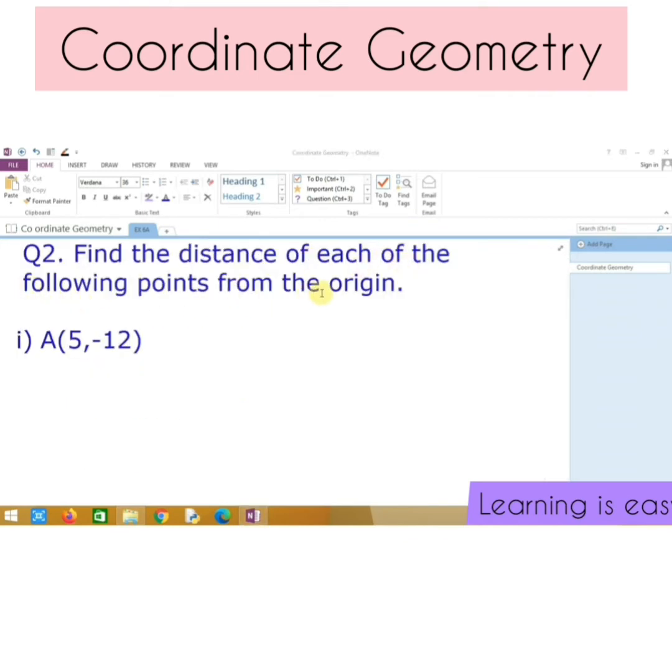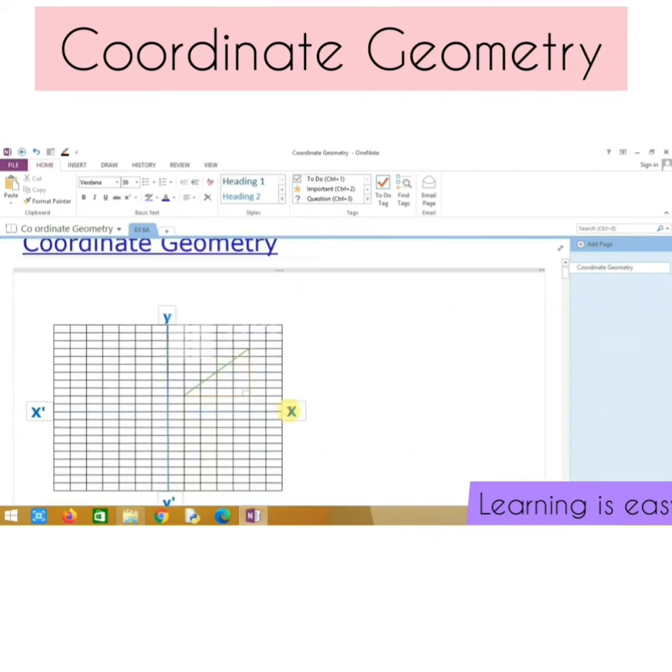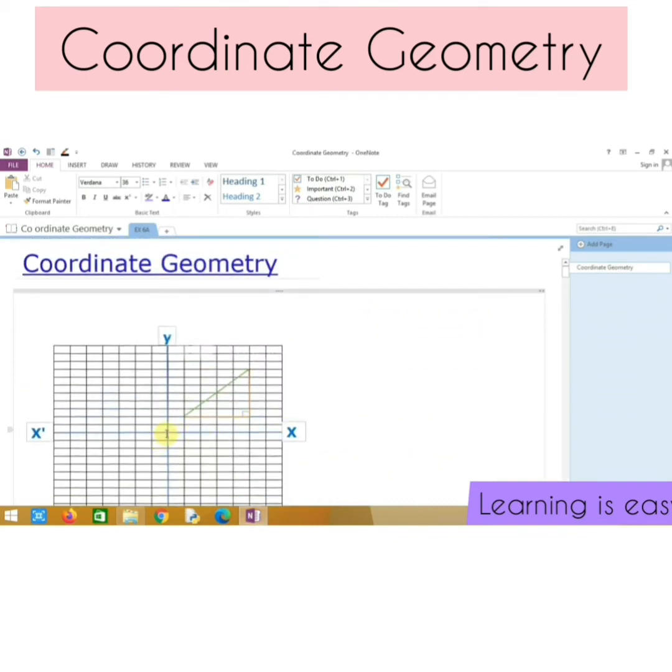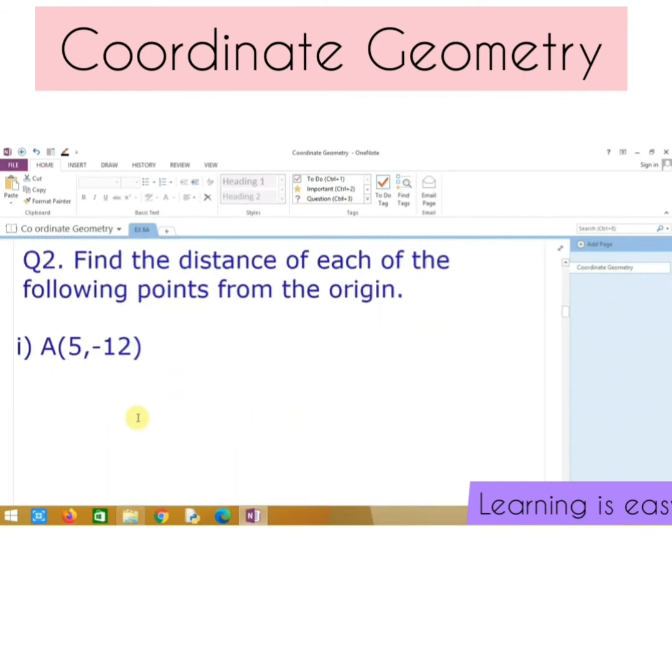Next, question 2. Find the distance of each of the following points from the origin. So the origin is 0, 0. And we have only one point here. Let it be A. A can be on the positive or the negative part. Let's see the point coordinates. That's 5, minus 12. So it's in quadrant 4.